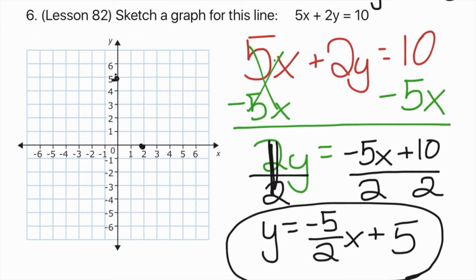Let's do one more point. So from (0, 2), I'm going to go down 5 more. So negative 1, negative 2, negative 3, negative 4, negative 5. And then I go to the right 2. So 3, 4. So I can plot another point here at (4, -5). And then connect it with a line, and you're done.